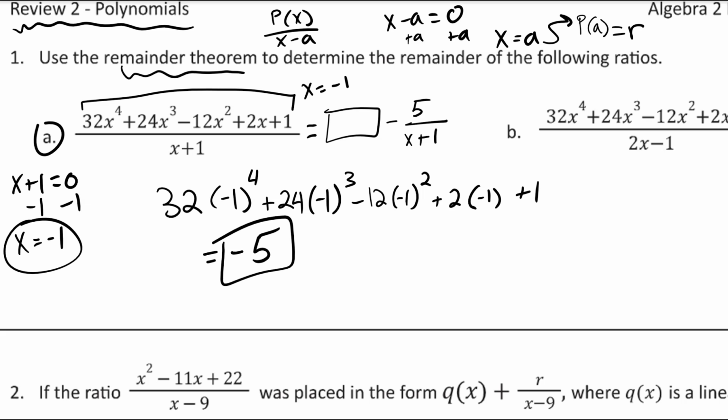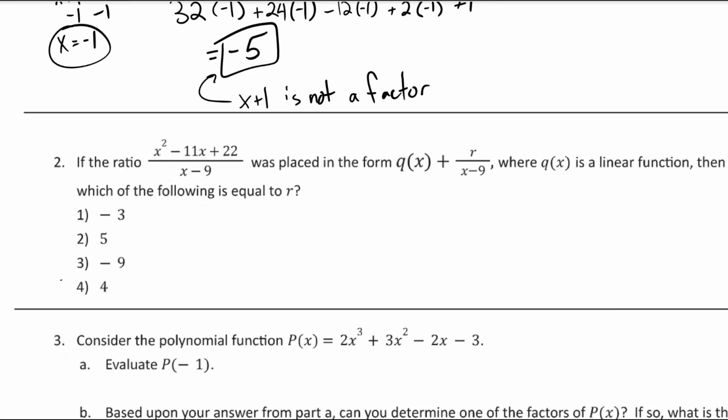Or in other words, this very much shows us that x plus 1 is not a factor of the numerator because it doesn't go in evenly. I would need a remainder of 0 for that to be the case. So a lot of the times the remainder theorem can speed up our work.